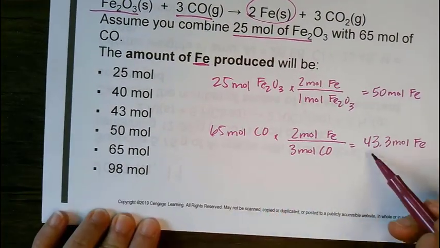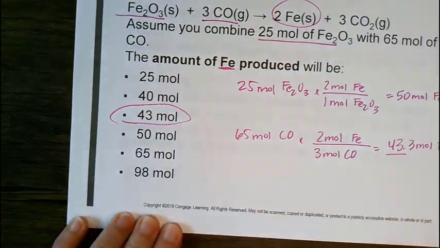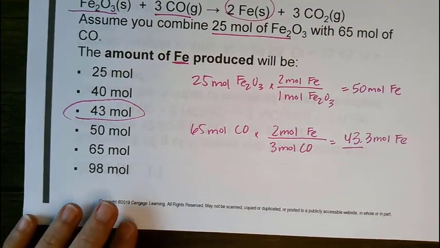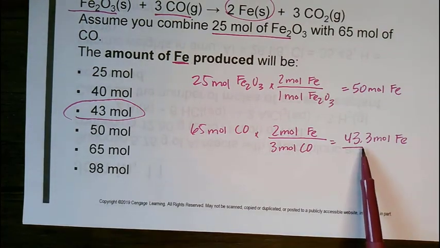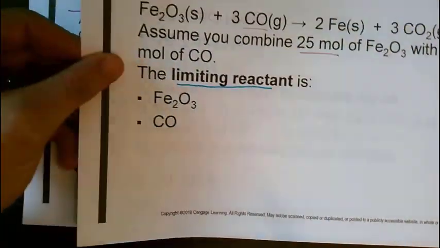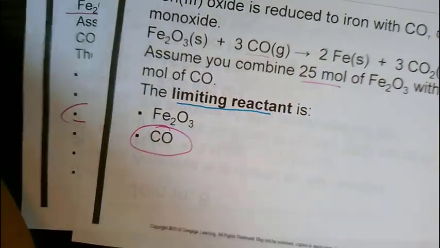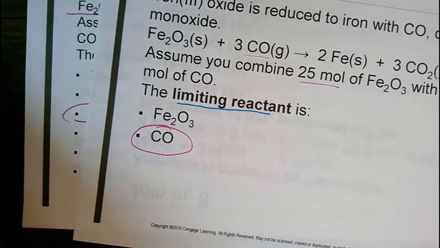So you tell me, of these answers, how much iron will be produced? Well, hopefully you realize that only 43 moles can be produced. And therefore, what's my limiting reactant? It's the reactant that produced that 43. So it should be my carbon monoxide.